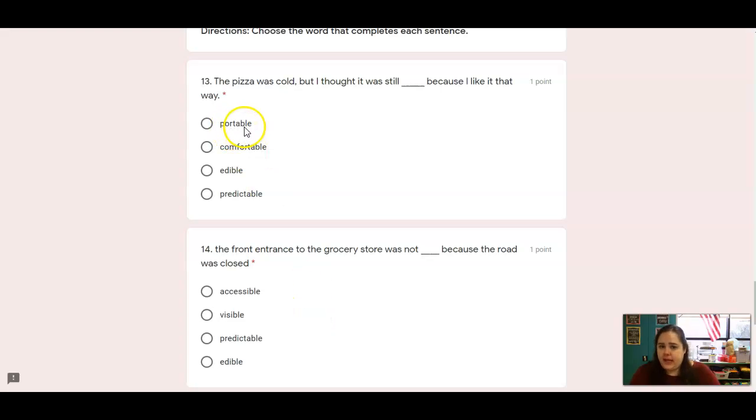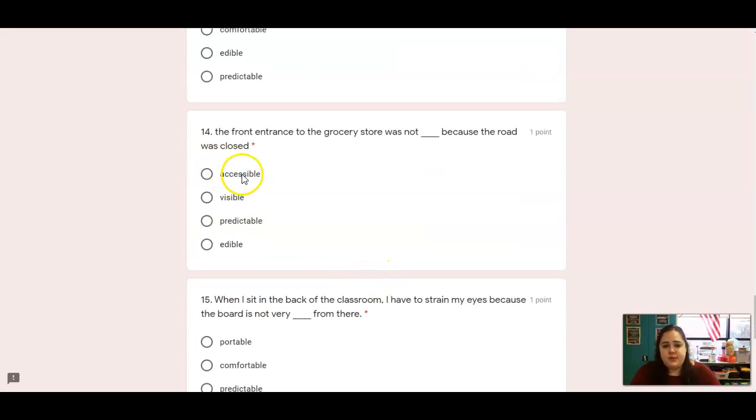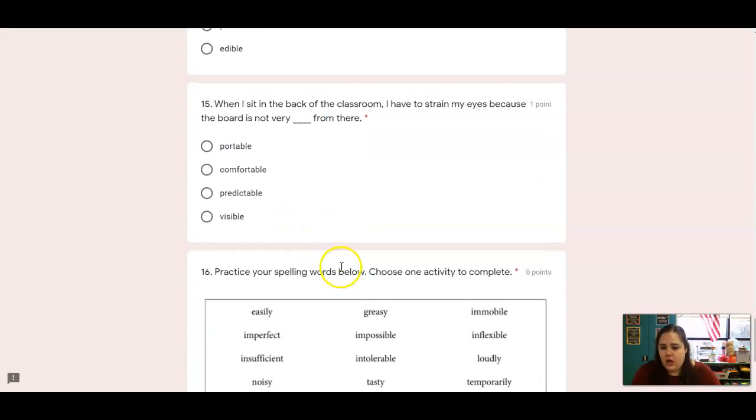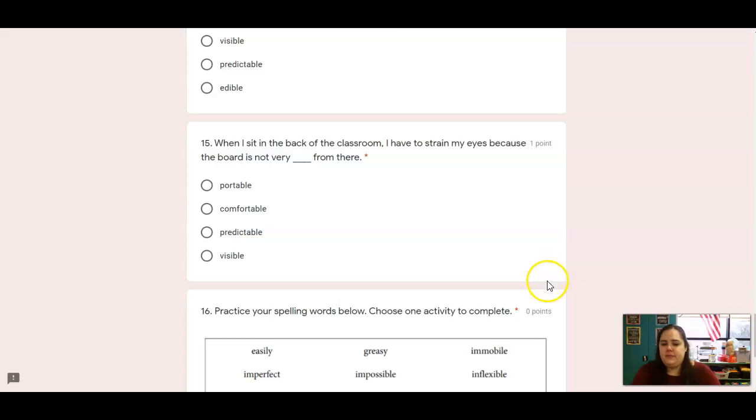Portable means you're able to carry it somewhere. It's small. You know what comfortable means. Edible means you can eat it. And predictable means you are able to predict it. You know what's going to happen. Accessible means you can get to it easy. Visible means you can see it. And that is all of them. So pick the word that best completes the sentence.